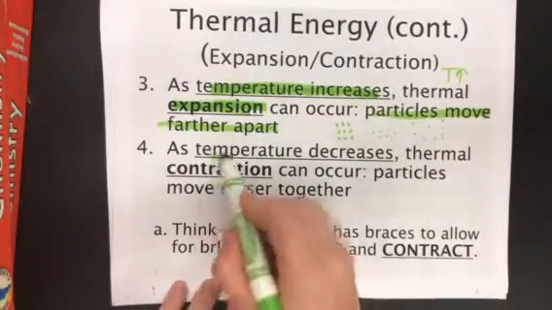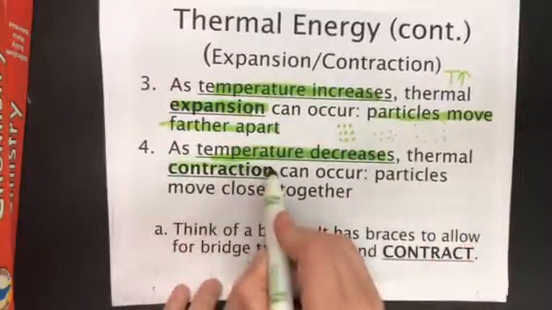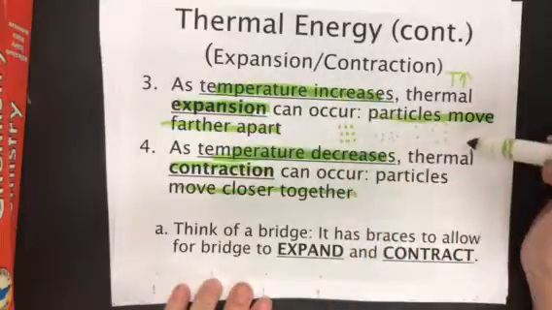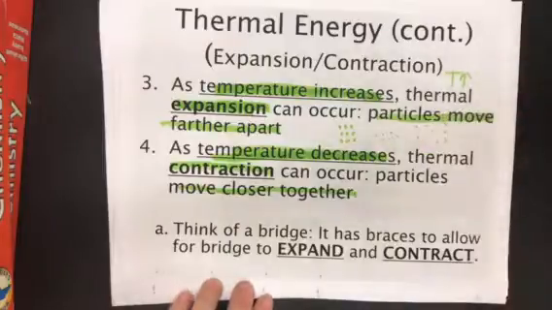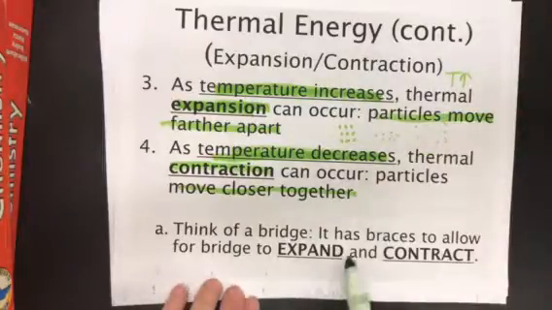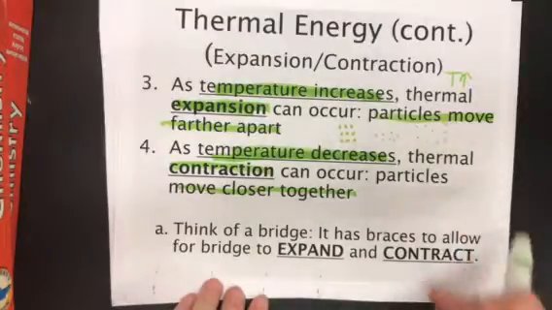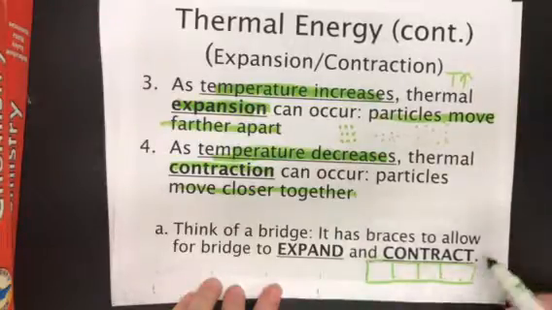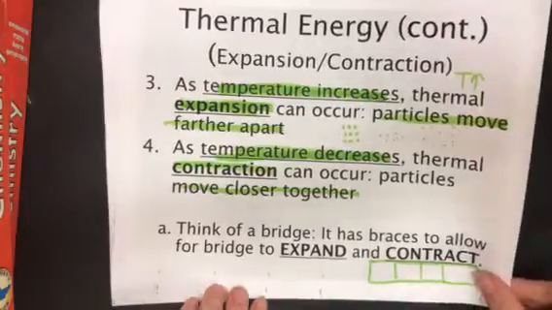Okay, now as temperature decreases, it's called a contraction. They move closer together. So temperature increase, move further apart. Temperature decrease, move closer together. You can think of this like a bridge. It has braces to allow for the bridge to expand and contract. Same thing as sidewalks. If you don't put those lines in sidewalks like that, then it will cause the sidewalks to crack over time because of that. Okay.